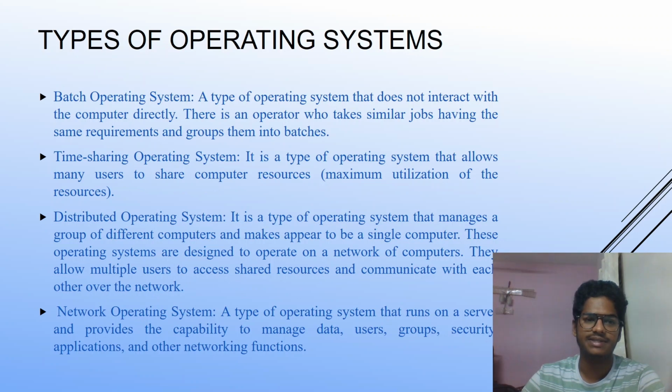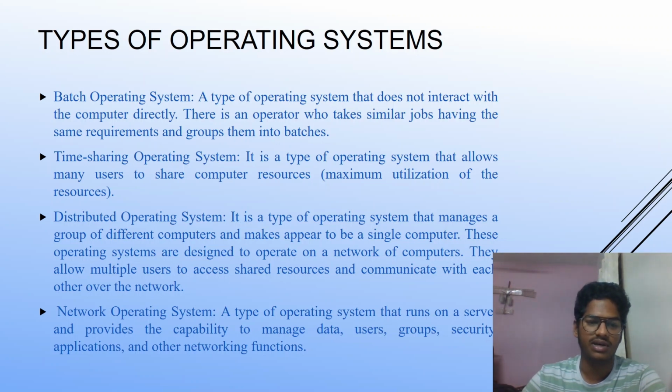Types of operating systems. Batch operating system. A type of operating system that does not interact with the computer directly. There is an operator who takes similar jobs having the same requirements and groups them into batches. Time sharing operating system. It is a type of operating system that allows many users to share computer resources. Distributed operating system. It is a type of operating system that manages a group of different computers and makes appear to be a single computer.